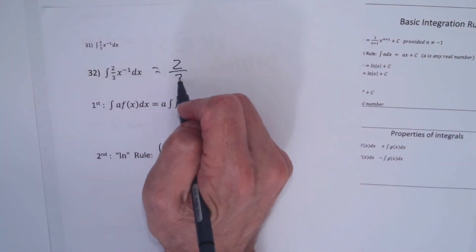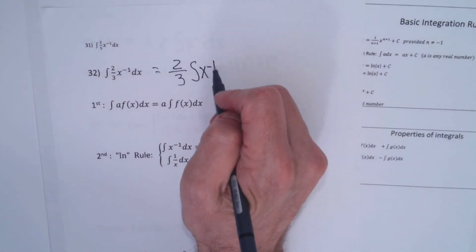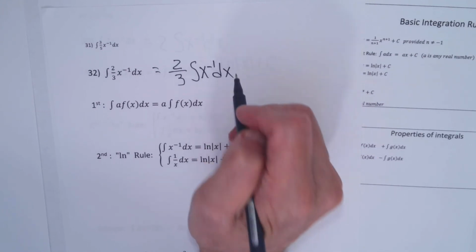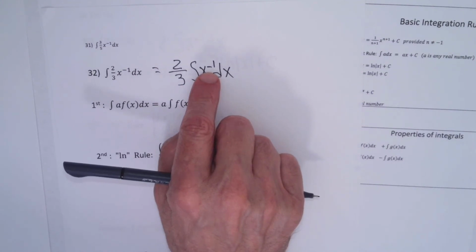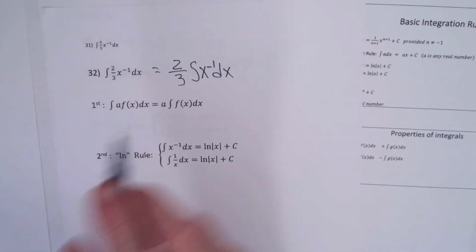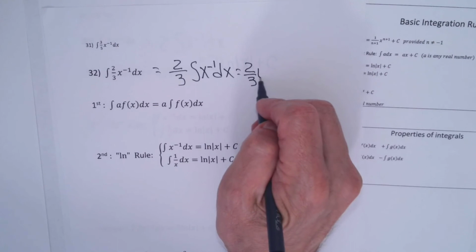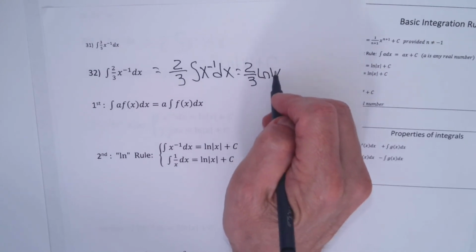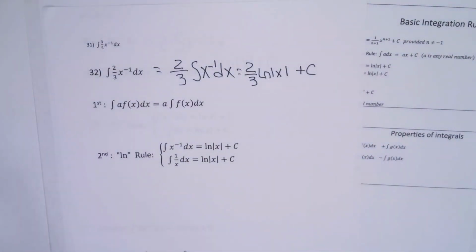So even though these are pathetically easy, recognizing which rule to use is not so easy. So when I see an x with an exponent, if it's not negative 1, I add 1 to the exponent, multiply by that fraction with 1 over the new exponent. X with a negative 1 exponent, you get a natural log. The coefficient gets multiplied by the natural log, and I keep that plus c.